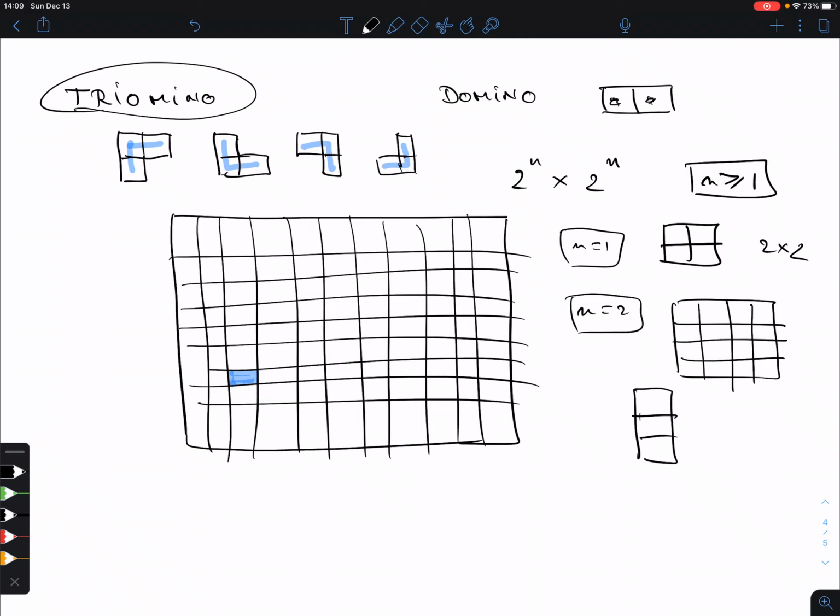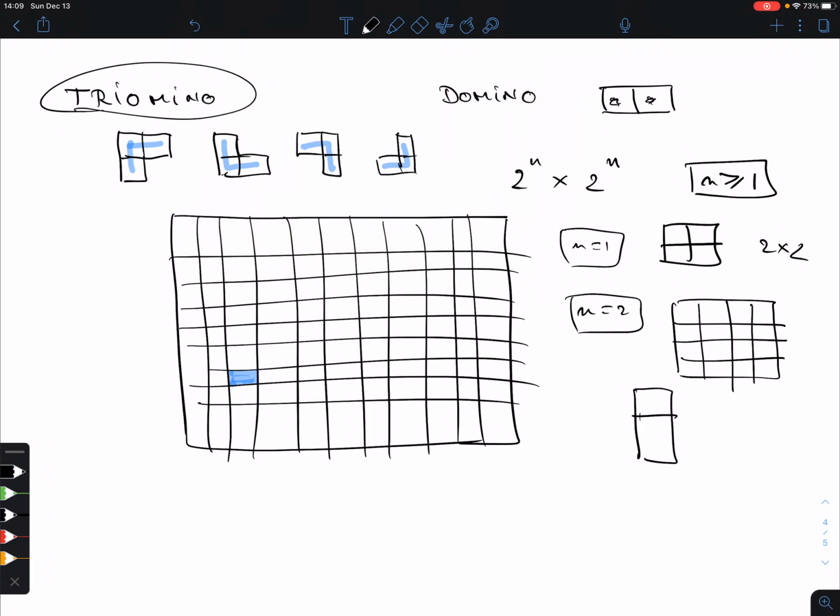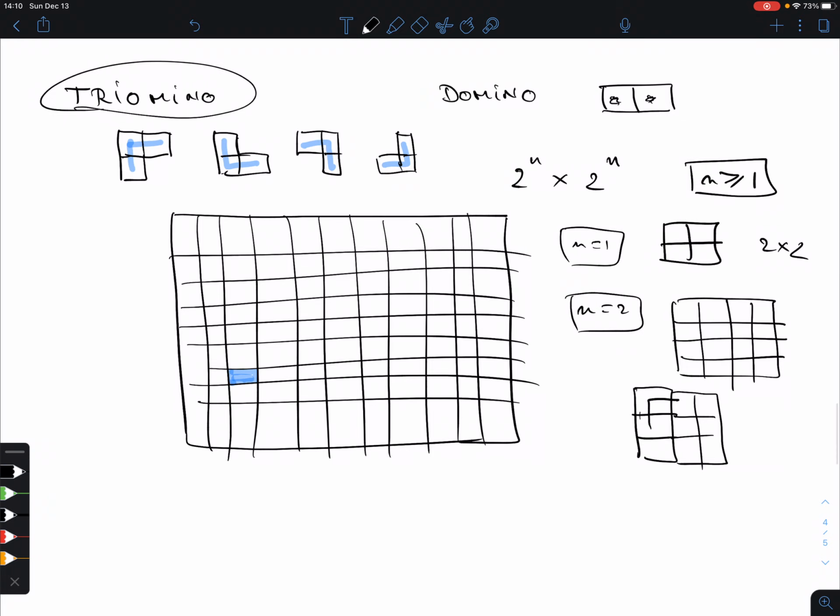Now, let's look at a different shape. Let's look at a 3x3. Now that is 9, so that is a multiple of 3. So can we cover this? Well, let's say we could put one here, we could put one here, but then we have this long piece here. And okay, we can try other ways, but you will see it always will run into a problem.